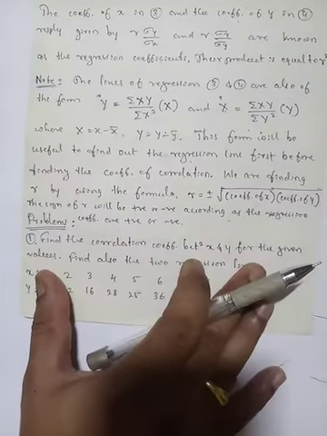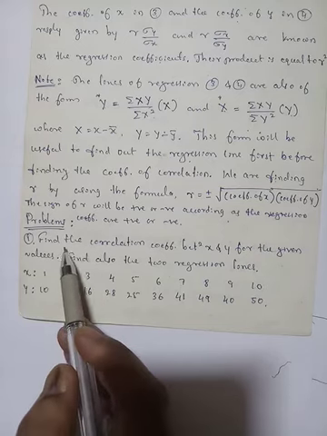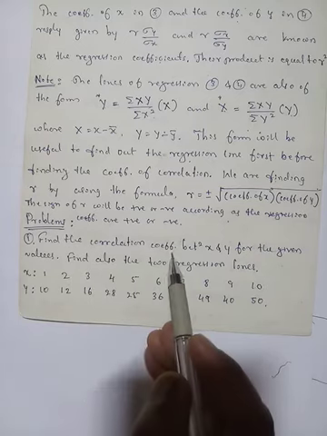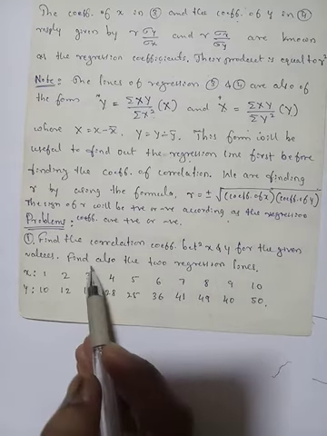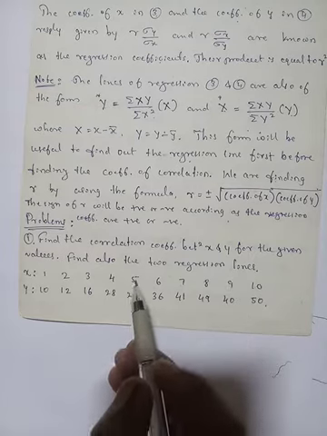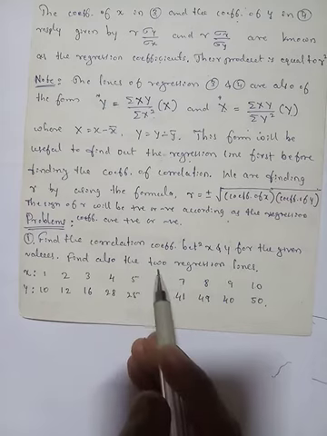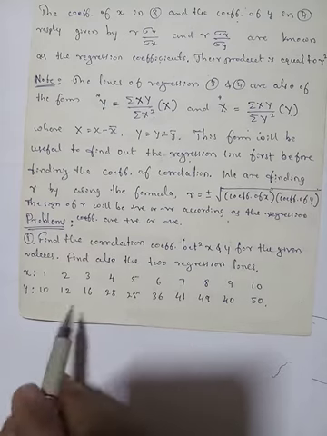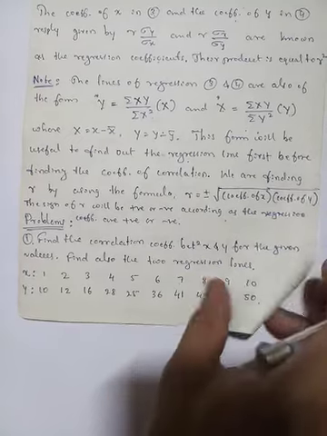Now, here is the problem. In this problem two questions are there. One is the correlation coefficient, that is r, between x and y, and also we have to find the regression lines for this given data. Therefore, before finding the value of r, first we find the lines of regression, then we find the value of r using this formula.